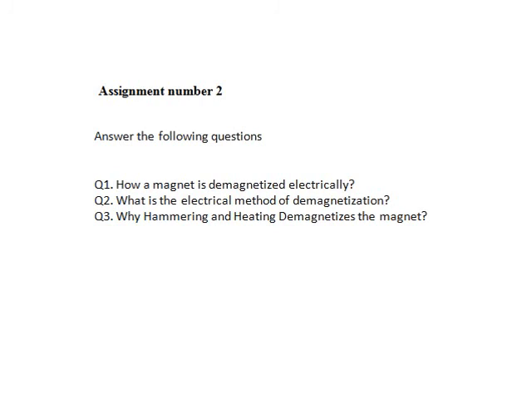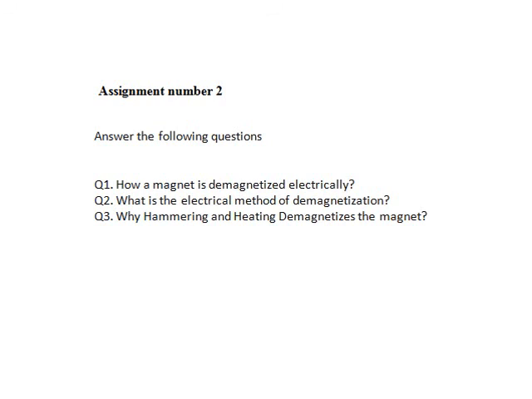This was the second lecture on magnetization and demagnetization in the magnetism portion. This is assignment number 2 for the students. You have to answer the following questions. The first question is: how is a magnet demagnetized electrically? What is the electrical method of demagnetization as well as magnetization? And why do hammering and heating demagnetize a magnet?